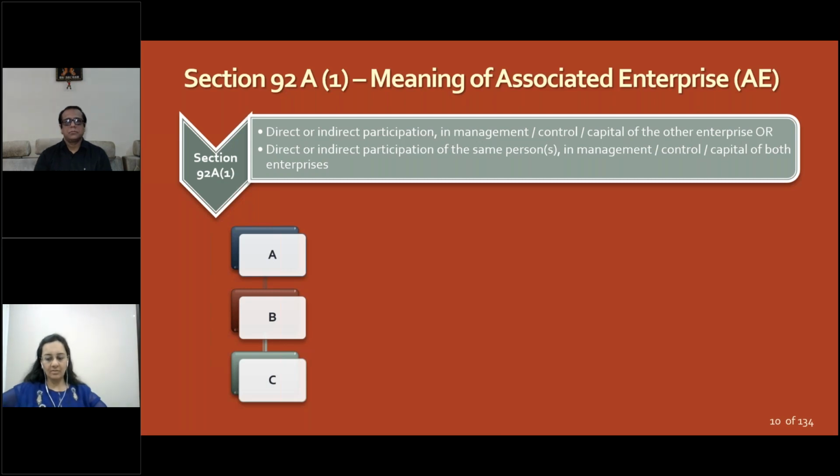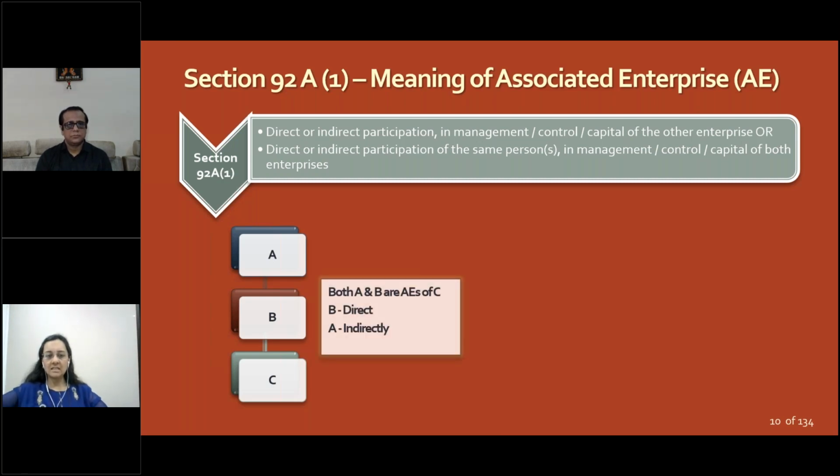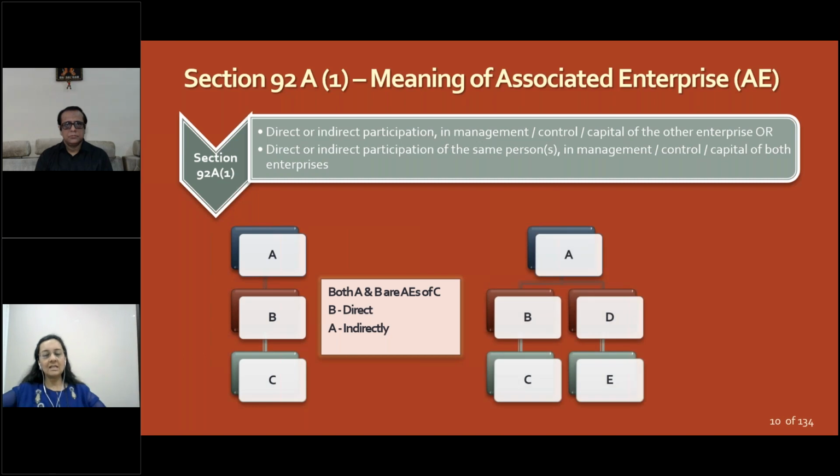Small example on my slide, if you will see. A is the ultimate parent company. It has a subsidiary B, which has another subsidiary C. So C is a step down subsidiary of A. In this case, both A and B will become associate enterprises of C because both A and B have participation in the capital of C, B having participation in the capital of C directly, and A having participation in the capital of C indirectly.